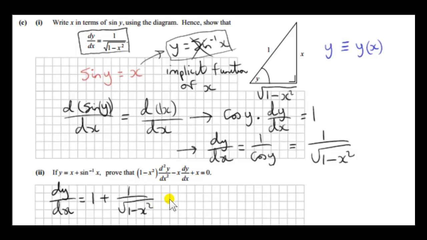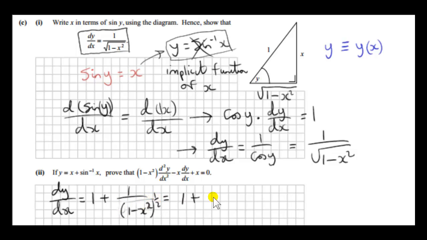Well, we have to differentiate this thing, so we're going to write it in a more convenient form. So 1 over root 1 minus x squared is 1 over 1 minus x squared to the power of a half. The square root of 1 minus x squared means 1 minus x squared to the power of a half.